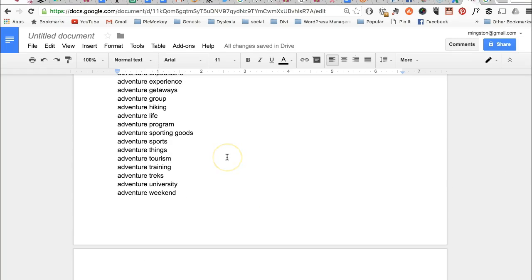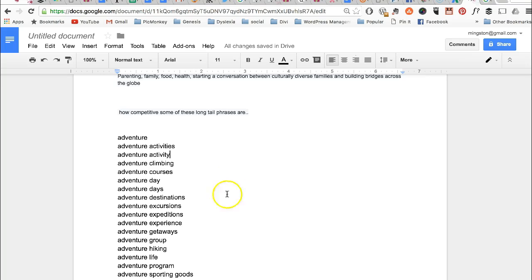All of those things are going to have less competition than just outdoor adventure. Okay, so let's start with that idea. And then let's try and create some sort of long tail keyword that is specific to your post.